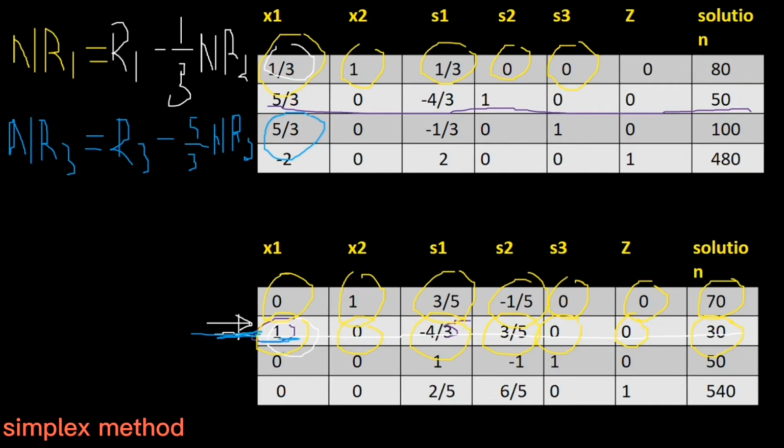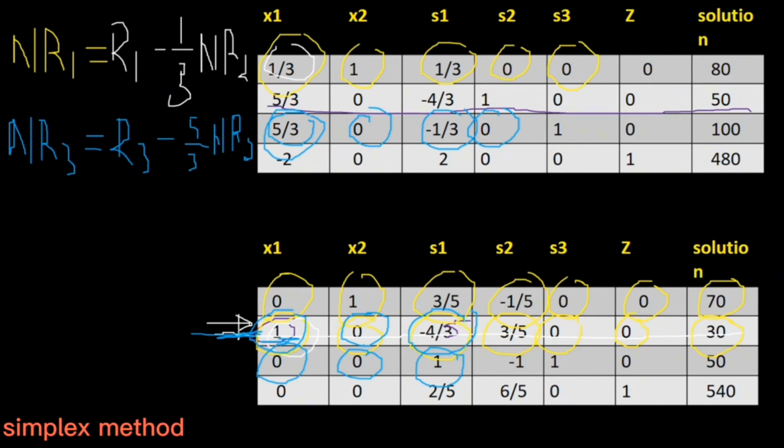We are at row 3. This 5/3 minus 5/3 of this one. We are going to have 0. 0 minus 5/3 of 0. We are going to have 0. Negative 1/3 minus 5/3 times negative 4/5. We are going to have 1. You are going to compute by yourself because we already did that earlier.